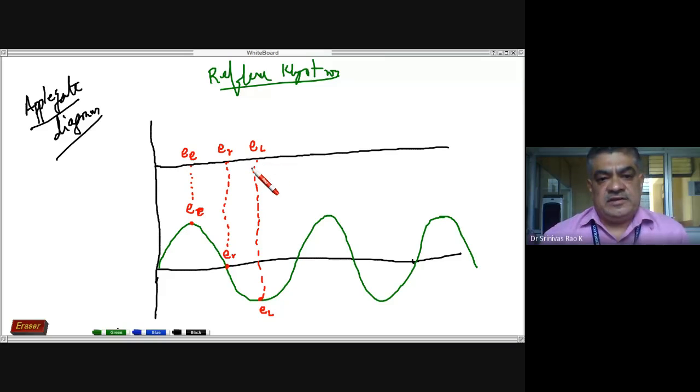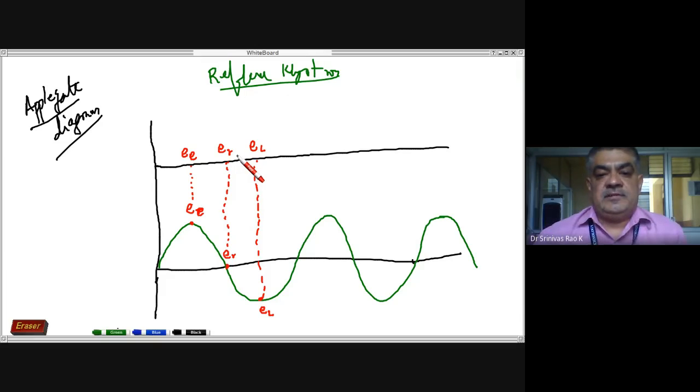Some students have bunched them, though they have done the Applegate diagram, but what they have done is just mugged it up, or I don't know whether they mugged it up or just glanced and reproduced. They have not understood the concept. It shows clearly that you have not understood the concept, you have just written whatever is there.